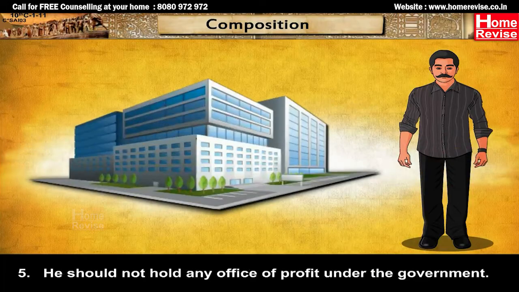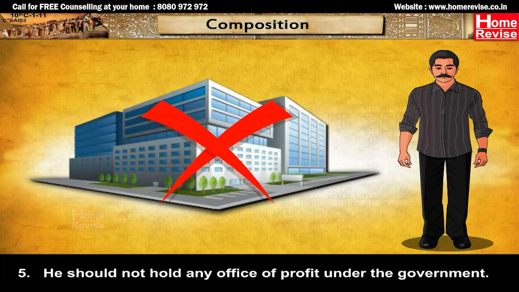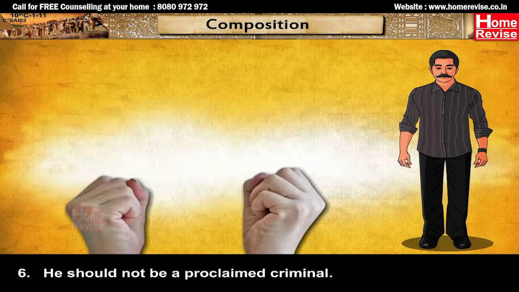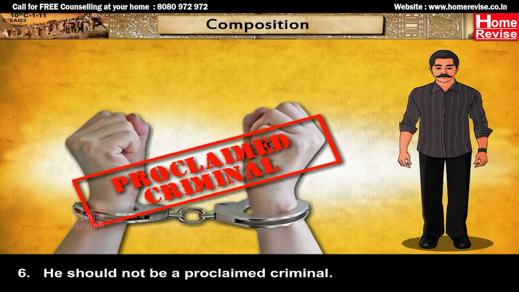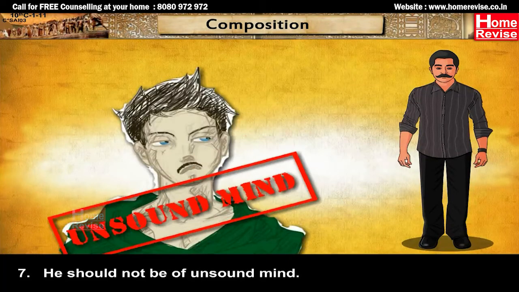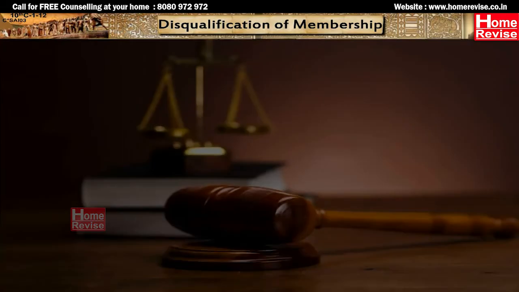5. He should not hold any office of profit under the government. 6. He should not be a proclaimed criminal. And 7. He should not be of unsound mind.